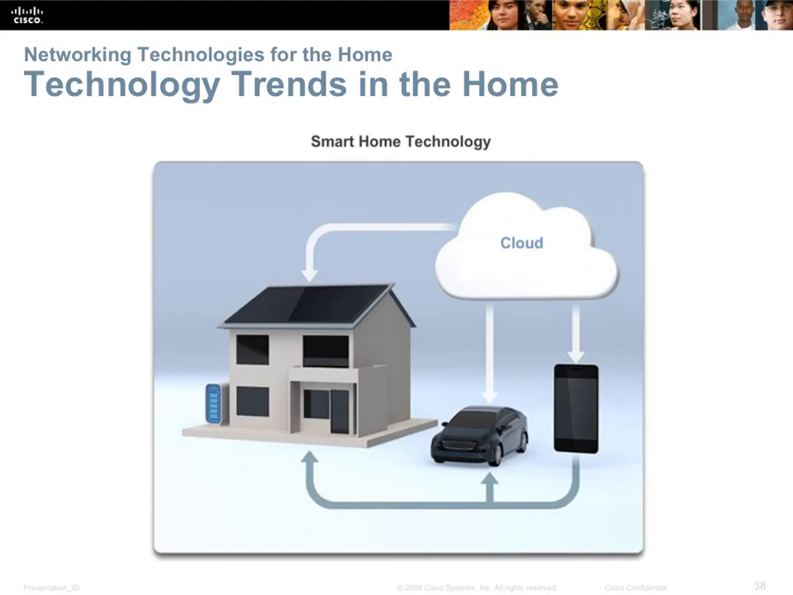So this puts an implication on all the devices in my house that they have to be smart. Which is what we call Internet of Things. Everything is going to have an IP address, it's going to be a device on the internet, and therefore it's going to have some level of smartness.